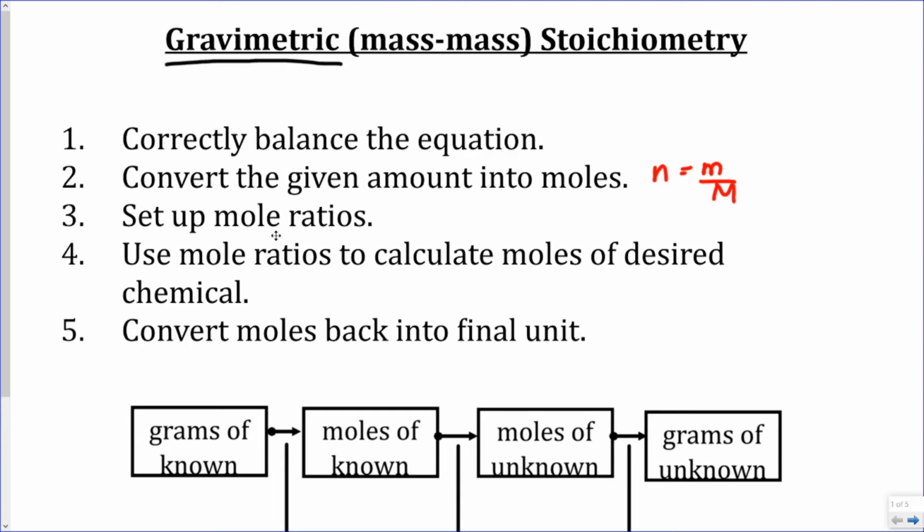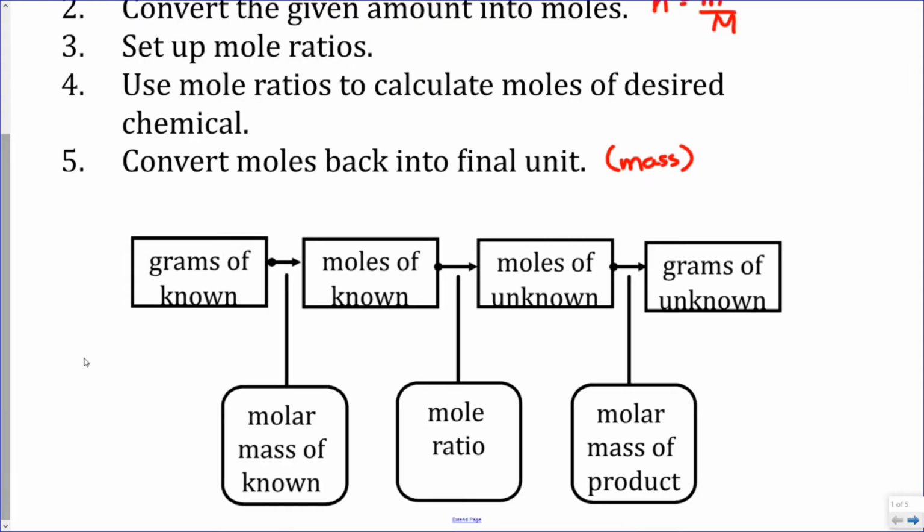Then you're going to set up mole ratios, which was talked about in the notes that you guys read through prior to this. Number 4, use mole ratios to calculate the moles of desired chemical. And then number 5, convert moles back into the final unit. So usually we're talking about a mass at this point. So these 5 steps: balance the equation, convert to moles, set up the mole ratios, use the mole ratio to figure out how many moles of the chemical that you're interested in, and then convert that back into mass.